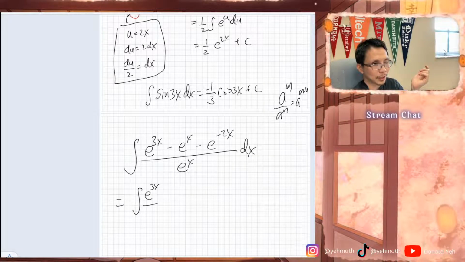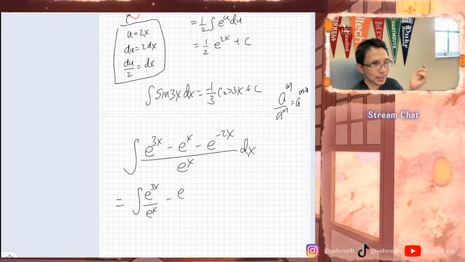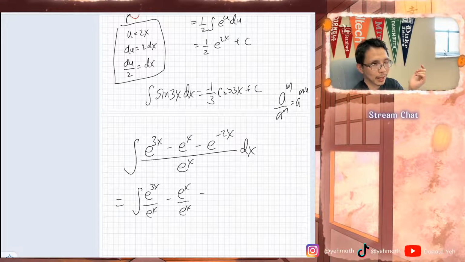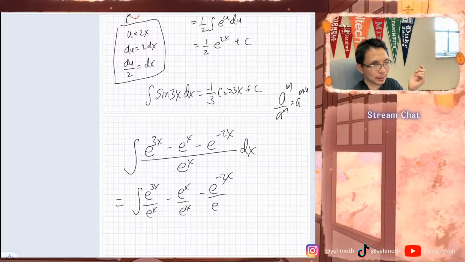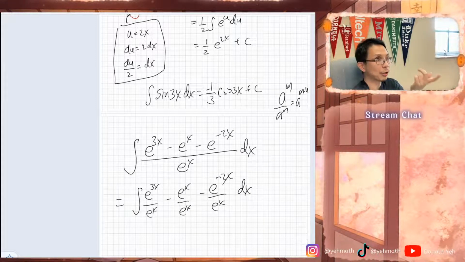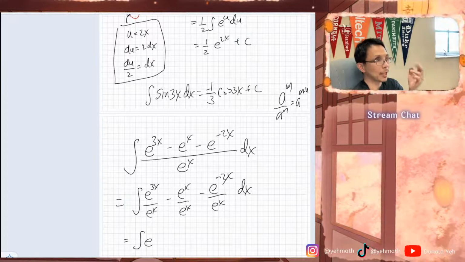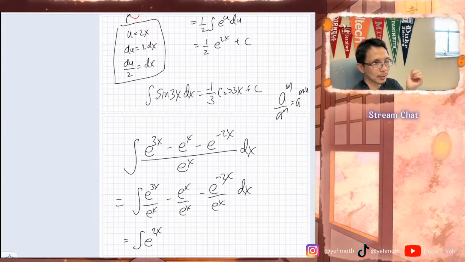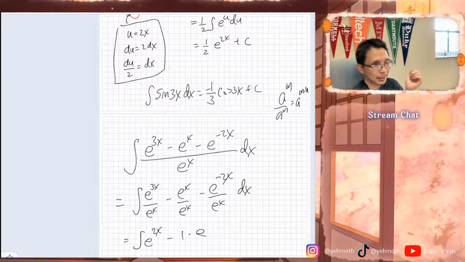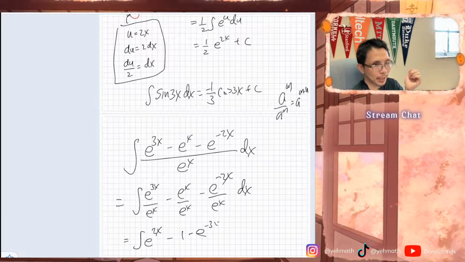So e to the 3x over e to the x, minus e to the x over e to the x, minus e to the negative 2x over e to the x dx. Now you're going to see this. It's always top minus bottom. So 3x minus x is 2x. Minus what? Minus e to the negative 3x dx.